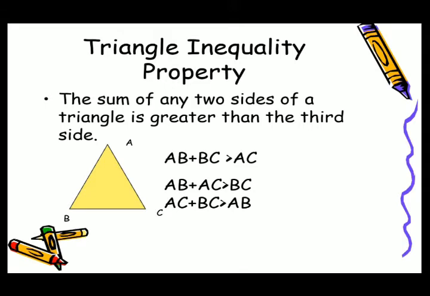Next, AB plus AC is greater than BC. AC plus BC is greater than AB. Now we will see one by one.